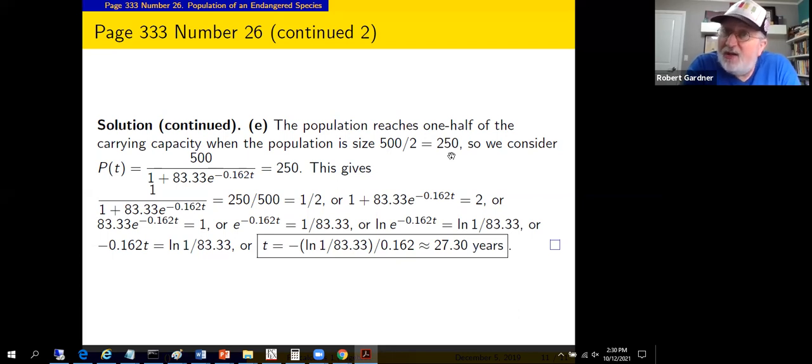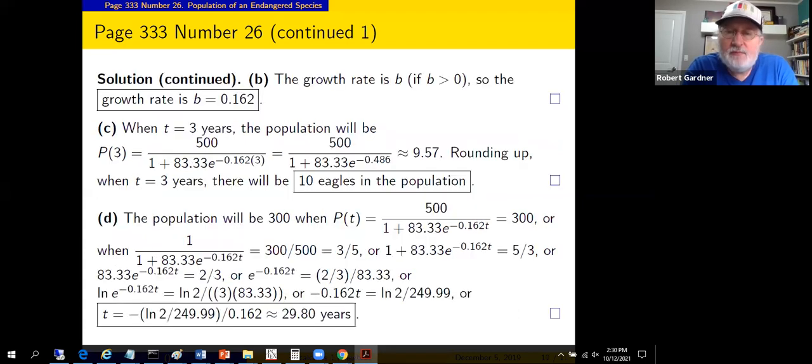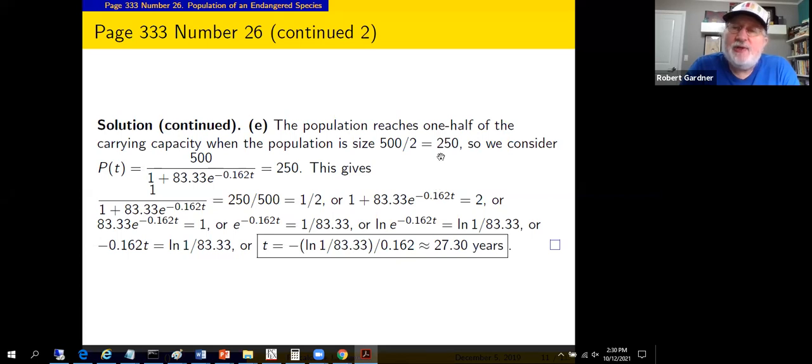We just saw it reaches a size of 300 at 29.8 years. So how long will it take the population to reach 250? Less than 29.8 years. In fact, it looks like it's not a lot less, but let's crank through the numbers. So we're interested in a population half the size of the carrying capacity, that is, a population of size 250. We'll set the function equal to 250 and solve for t.